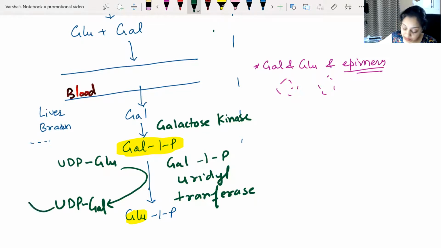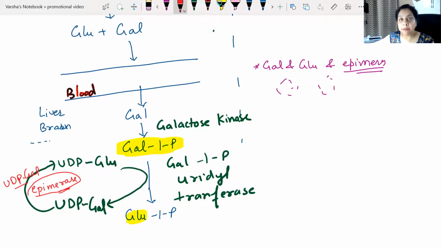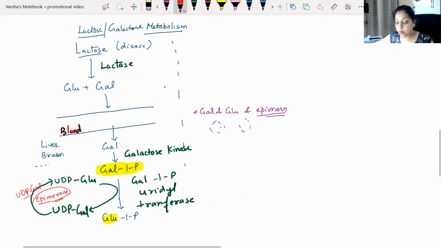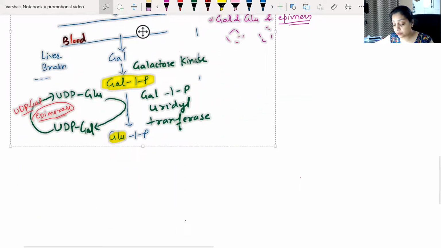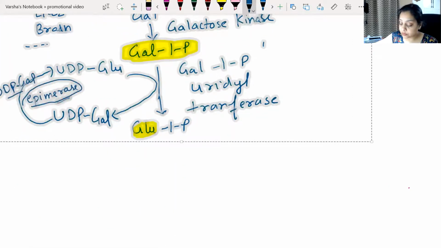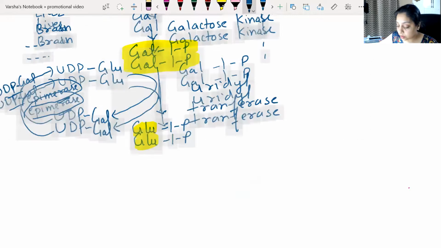But this gets reconverted into this again by the enzyme epimerase. You can call it specifically UDP-galactose epimerase, but the general name is epimerase, because they are epimers of each other. So this is how we digest the galactose in the body. We have glucose 1-phosphate here. We have what? Glucose.